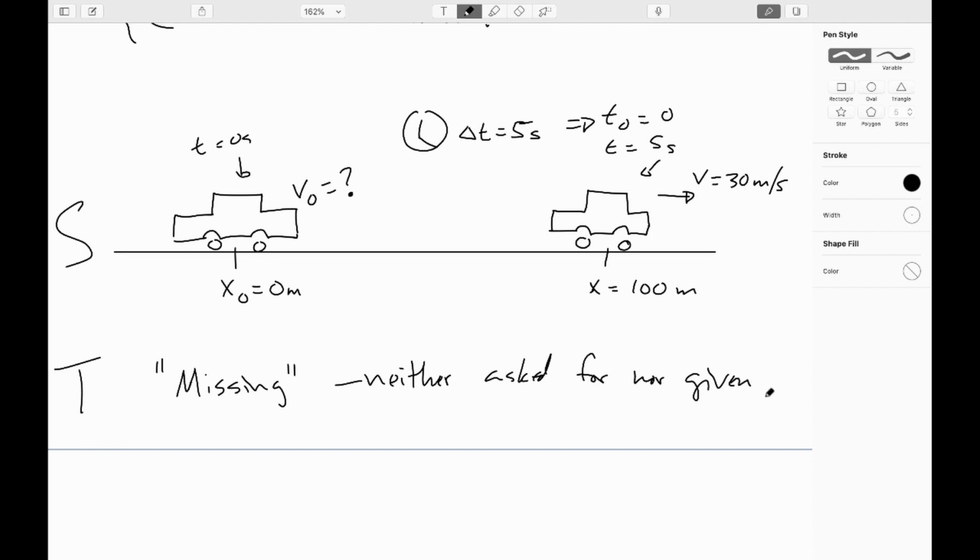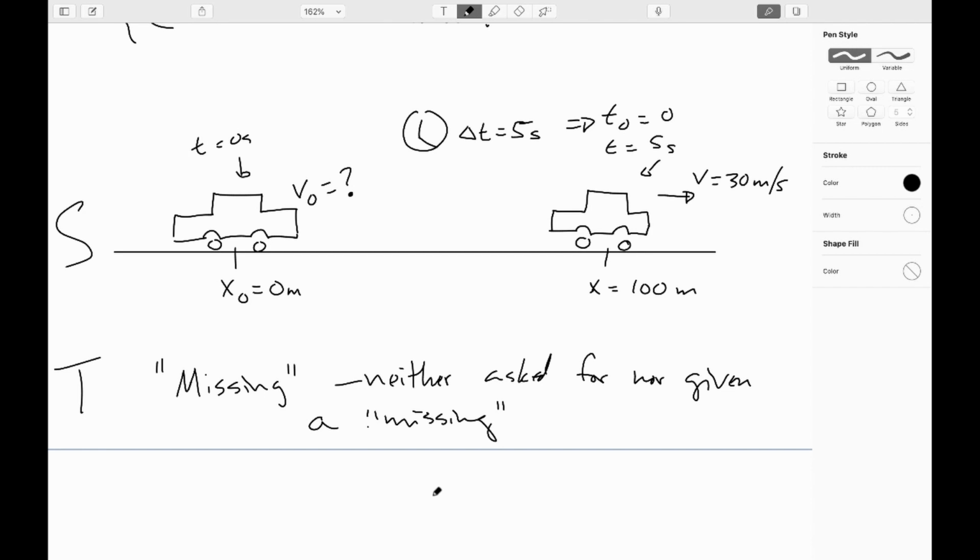So I go and take a look at this and I realize, hey, I'm missing the acceleration. I'm neither asked for it nor am I given it. So this is great, because if I wasn't given A and I'm not asked to find A, we can save a whole lot of time by not having to solve for A and sticking to something else if we just plain use the relation that doesn't have an A in it.